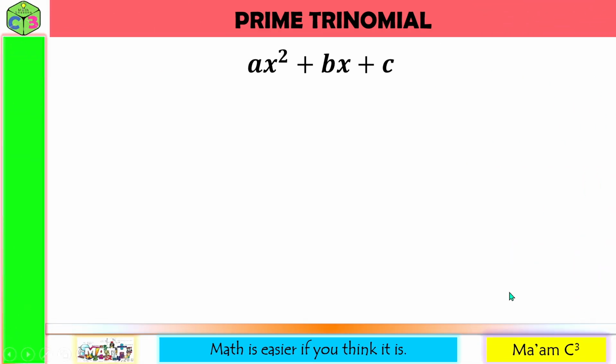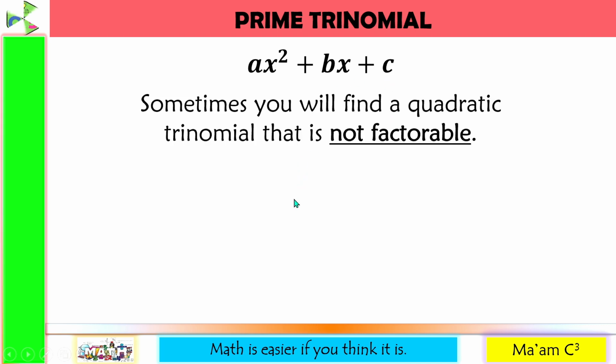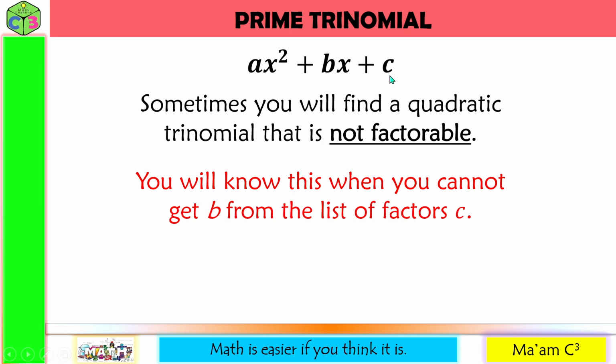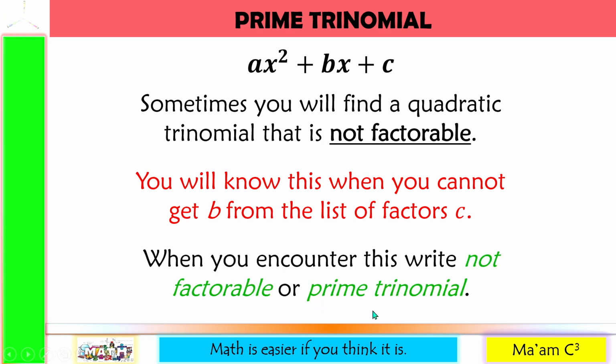Just like other trinomials, it has 3 terms and the highest exponent of the variable is 2. But this kind of trinomial is not factorable, meaning we cannot get a sum of b from the factors of our c. When you encounter this kind of trinomial, simply write not factorable or prime trinomial.